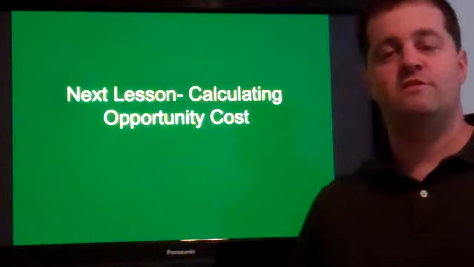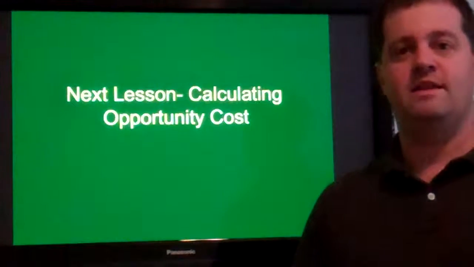The next lesson we're going to get to, part 2 in this series, is calculating opportunity cost.